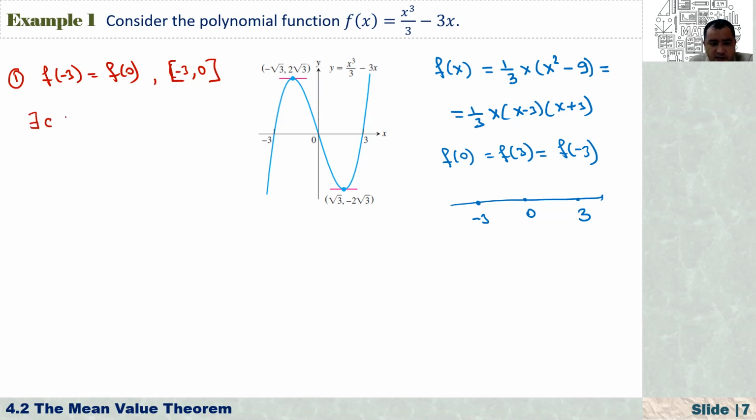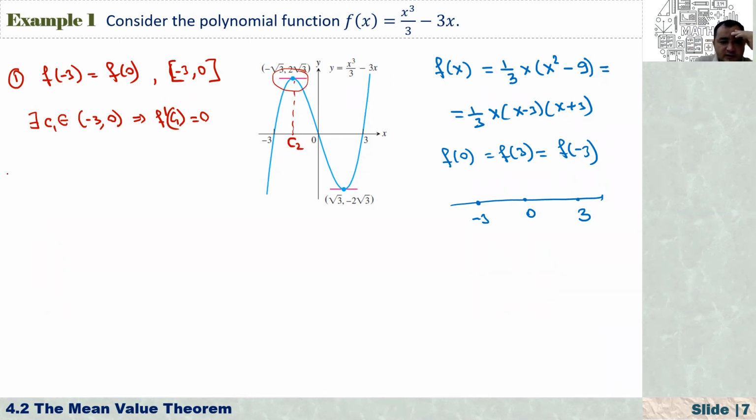I don't know what it is. Maybe later you'll learn how to find this. There is at least one point between negative 3 and 0 where f prime of c is equal to 0. Okay, we are talking about this point, right? So this point, let me write here, C1. That's the first point, right?